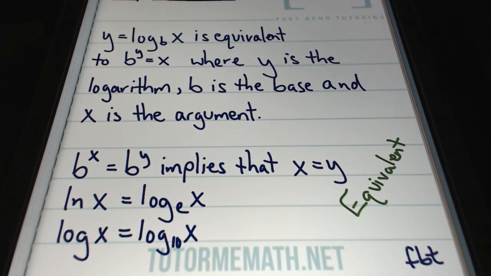All right, let's keep it going. Here we have an equivalent property for logarithms and for our exponents here. If b to the x equals b to the y, that implies that x equals y.